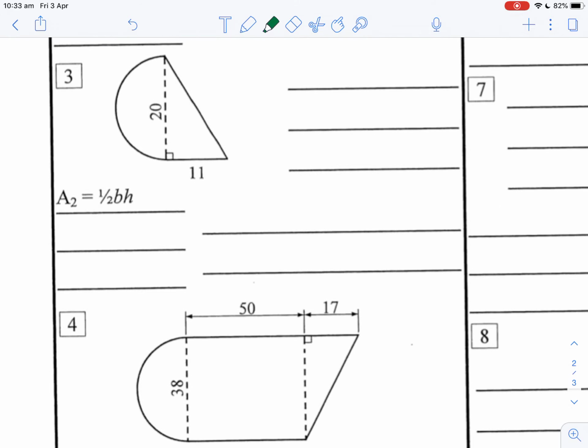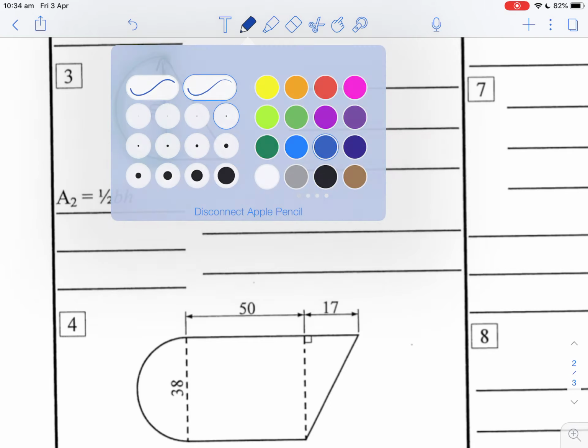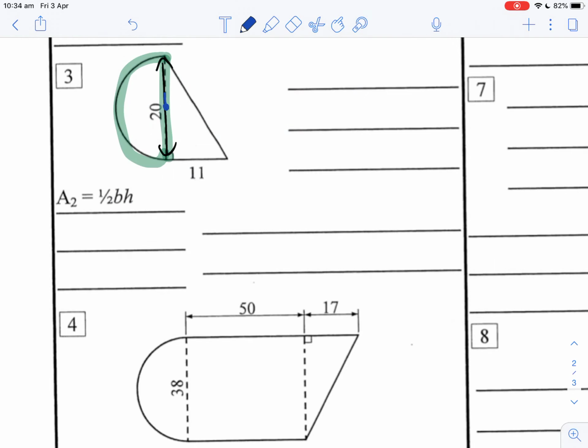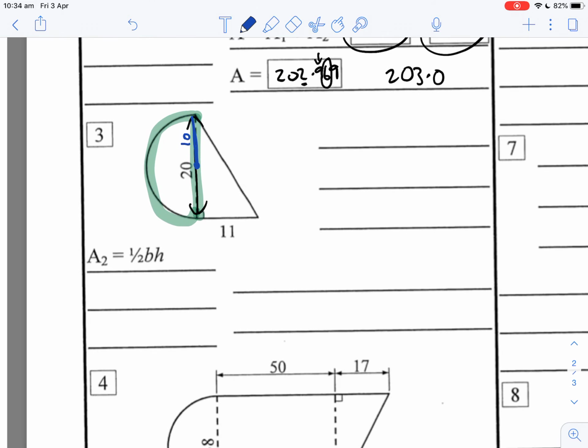Okay, the next one we've once again got half of a circle, and they've tried to do the same trick. What they've given you there is the diameter of the circle, so the full distance across the circle instead of the radius. So what we need to use is the radius, which of course is going to be half of that length, so your radius will be 10. But you'll need that full measurement of the 20 when you come to do the triangle. So they've done the circle first over here, or they've done it second actually, it doesn't matter which order.